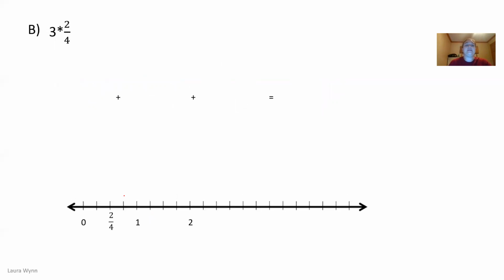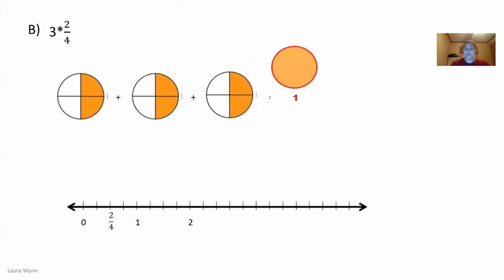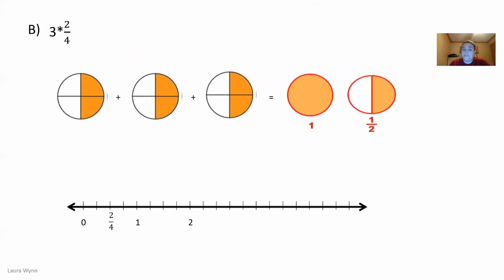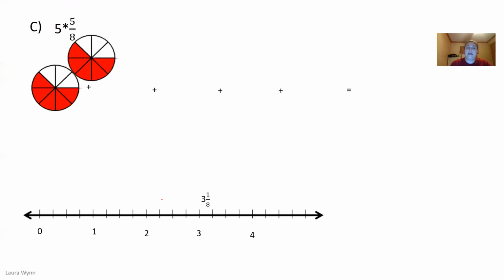So here we go again, 3 times 2/4. Again, 3 is telling us how many circle diagrams we're going to have. So here's 1, 2/4, 2, and 3. So we know we have 2/4 plus 2/4 plus 2/4, which is going to give us a whole and a half. So on our number line down here, we'll go, here's 1, 2, and 3. Are you guys getting the hang of this? We have a negative one. Let's do that one so you guys can see how to work it.